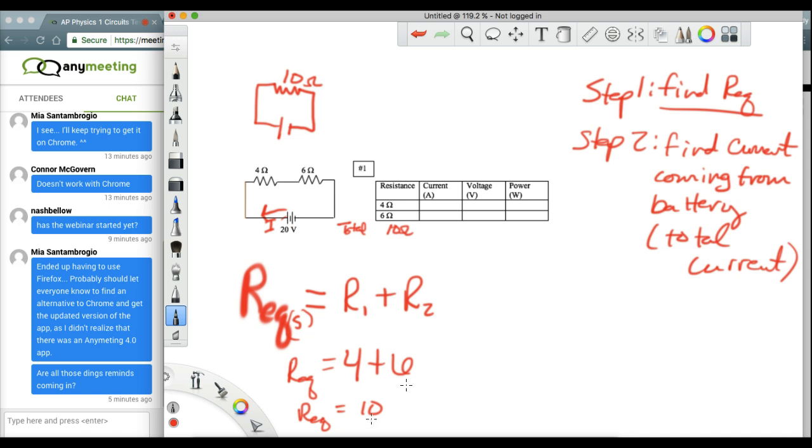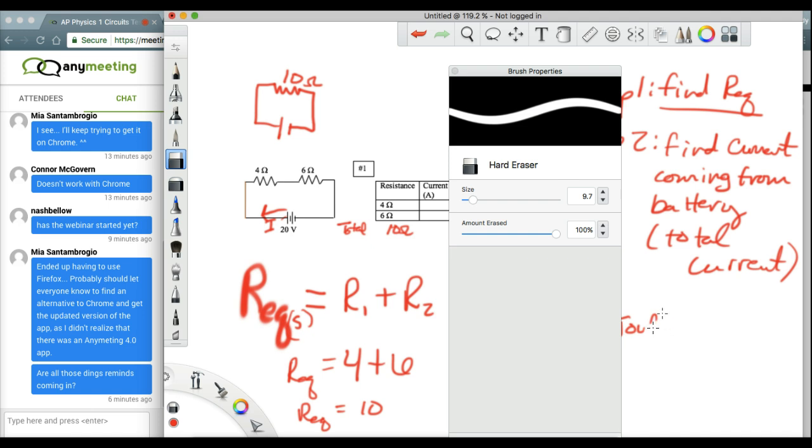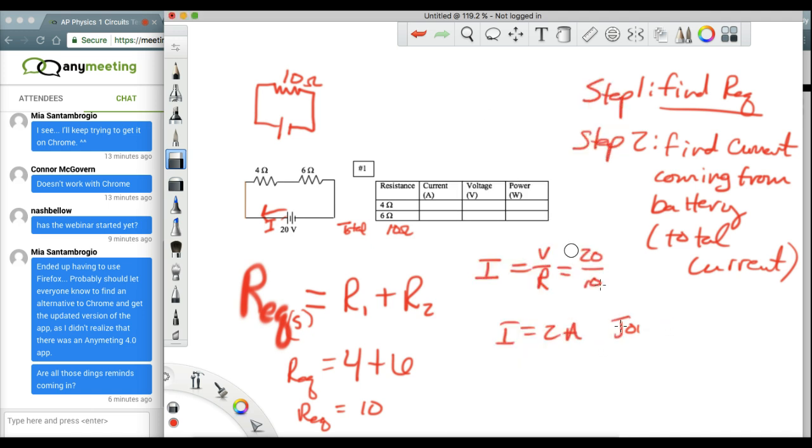Since the total resistance is 10, current is equal to voltage divided by resistance, and the total voltage is 20, and the total resistance is 10, I get a value of 2 amps for my current. Amps or amperes is what current is measured in. This is really just coulombs per second. So amps is coulombs per second.